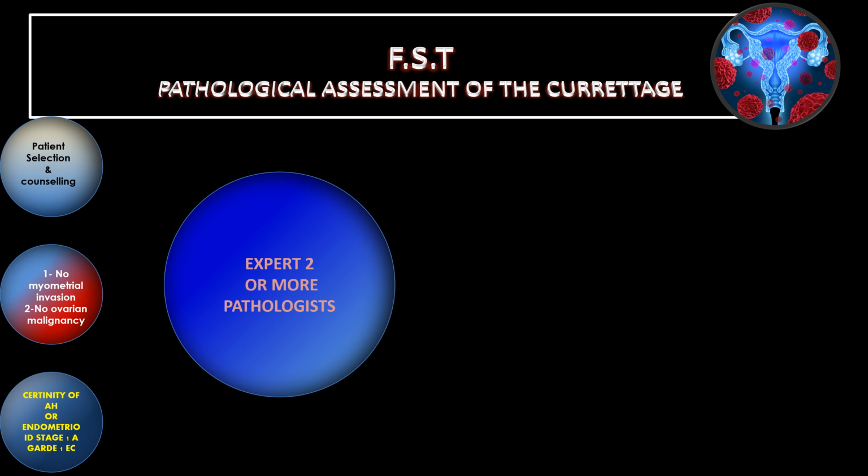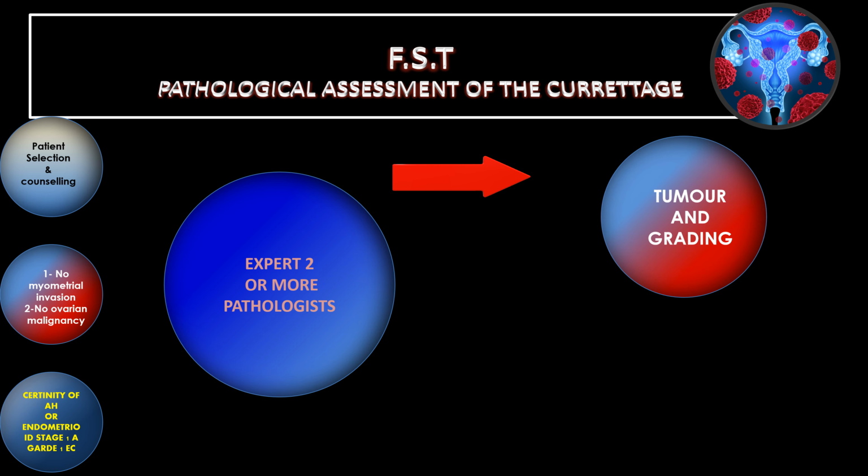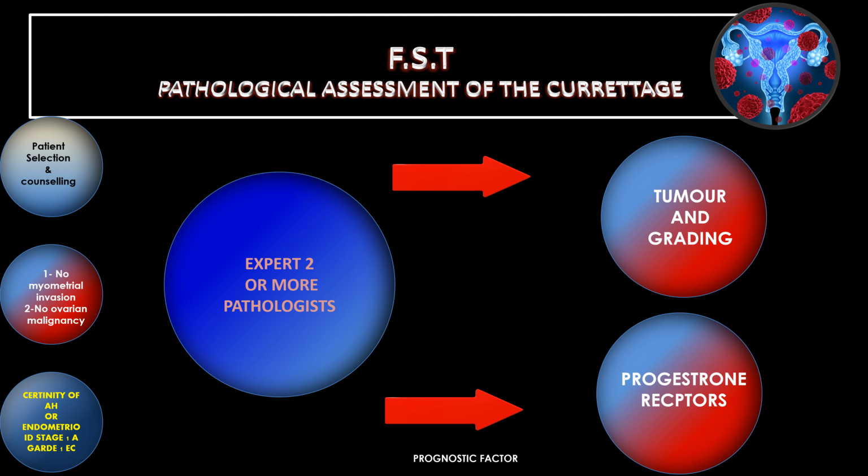The fourth item in fertility-sparing treatment is the pathological assessment of the curettage. It is crucial, it is very important, that the curettage must be assessed by at least 2 expert pathologists to confirm the diagnosis and to confirm the grading of the tumor, and as a prognostic factor, they can detect presence or absence of progesterone receptor. But detection of progesterone receptor is not a routine practice, but it is essential to be sure about diagnosis and grading for the endometrial curettage.